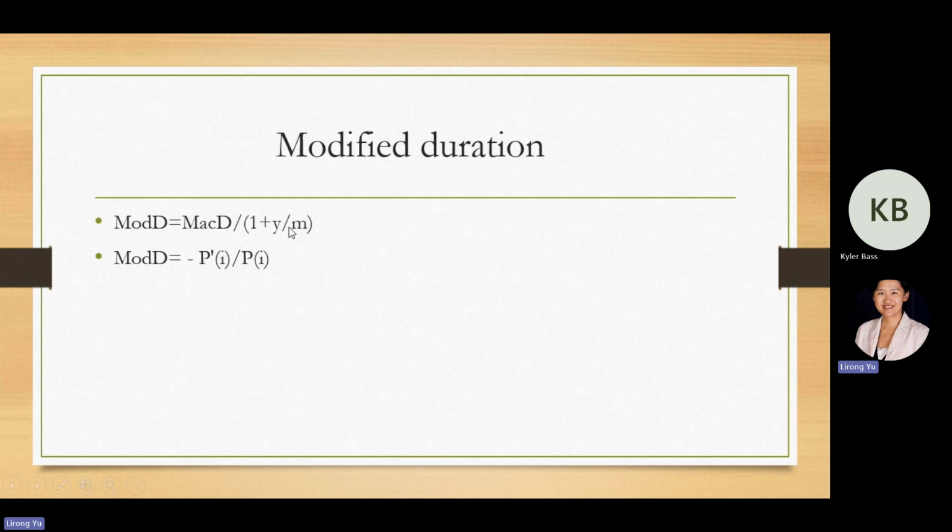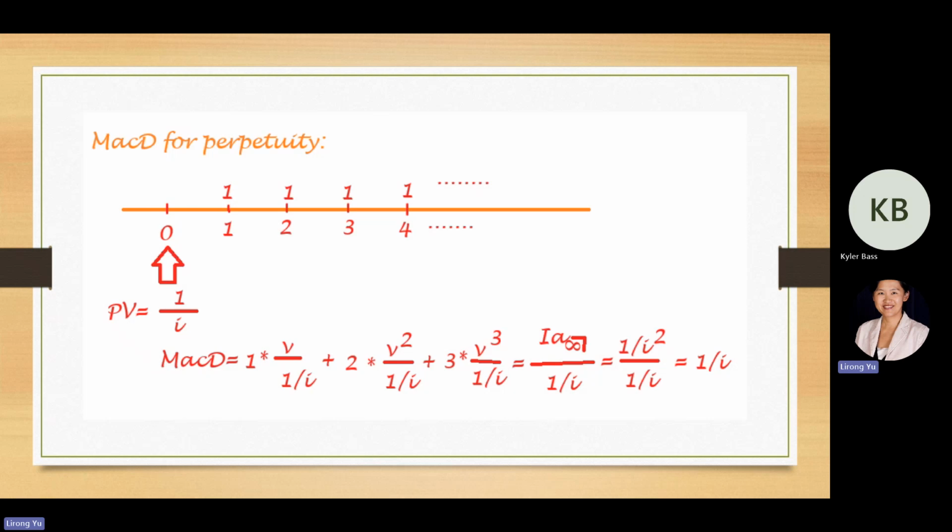The y is the annual yield. If you have m payments per year, you have to take your annual yield divided by m. That's really the interest rate per payment here. So basically, Macaulay duration is modified duration times 1 plus i, or modified duration is Macaulay duration divided by 1 plus i. Any question? And let's look at a couple examples where this will be talked about.